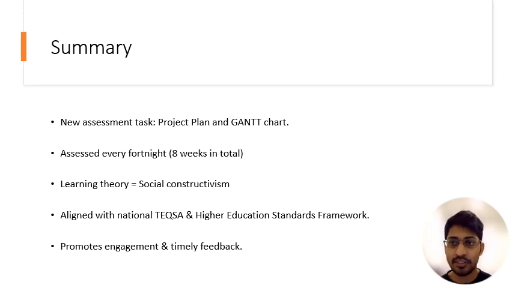The principles of this assessment would follow the standards set out by TEQSA and the Higher Education Standards Framework. It will also engage students better than the current practice, as the formative feedback will include regular assessments of the project plan and Gantt chart.